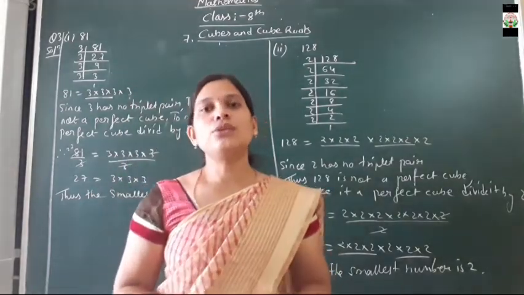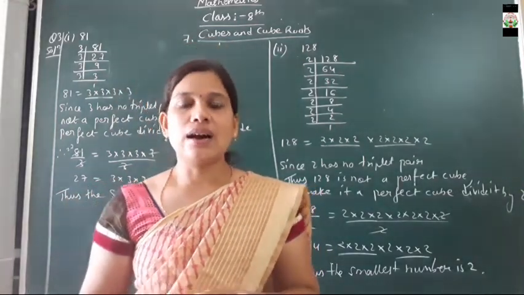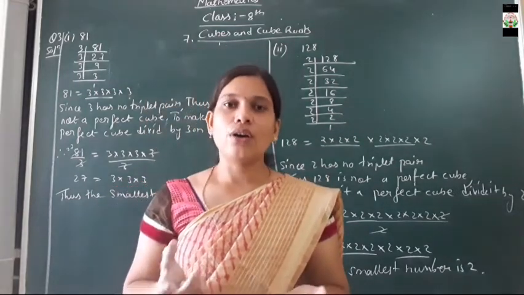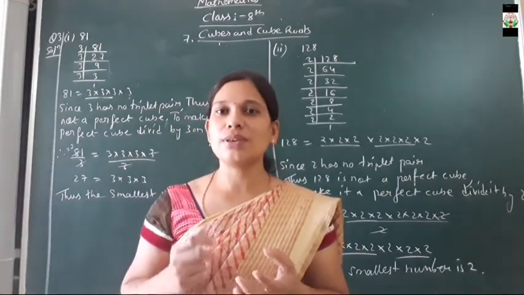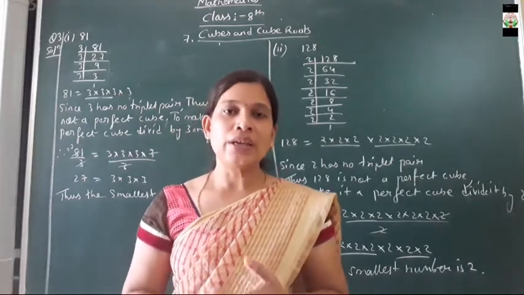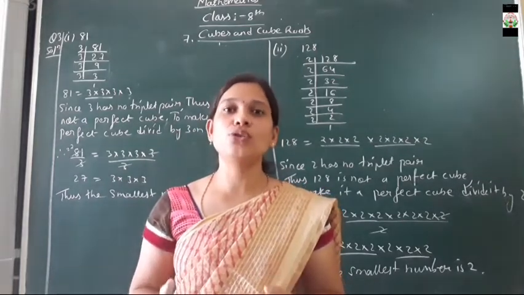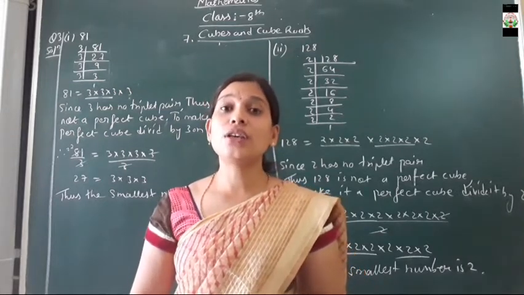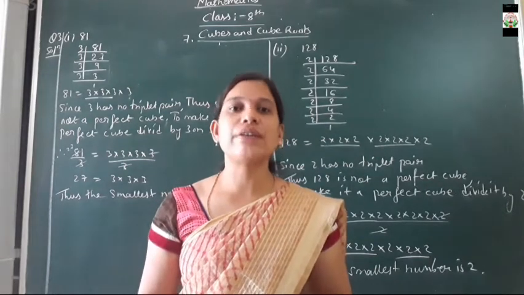Okay, now moving towards the next question, question number 4. In question number 4 it is said that Parikshit is going to make a cube by joining cuboids whose dimensions, length, breadth and height, are given as 5 cm, 2 cm and 5 cm. In order to make a cube, how many cuboids of the dimensions 5 cm, 2 cm and 5 cm are required? Clear?